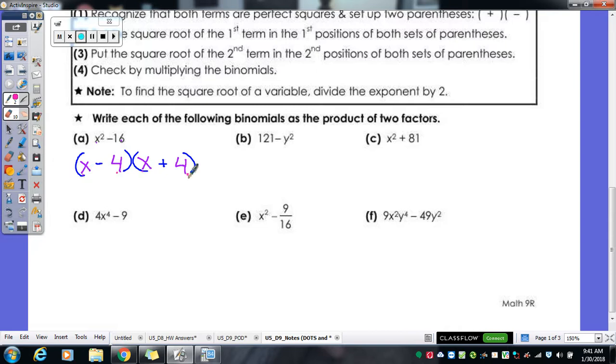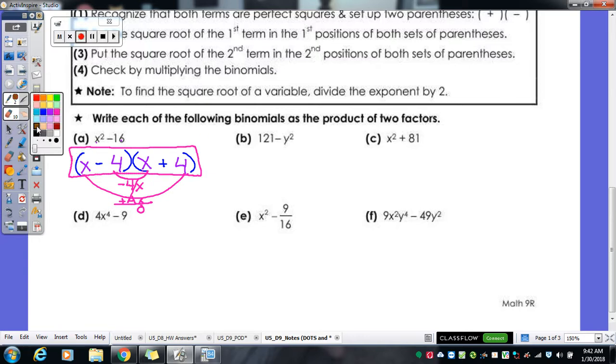One's plus, one's minus. When you do your big smile, little smile to check, you should end up getting a 0. So my little smile here would be a negative 4x. My big smile would be a positive 4x. Those cancel each other out and we get a 0, which is what we would want to get when we have our difference of two perfect squares, our DOTS factoring.